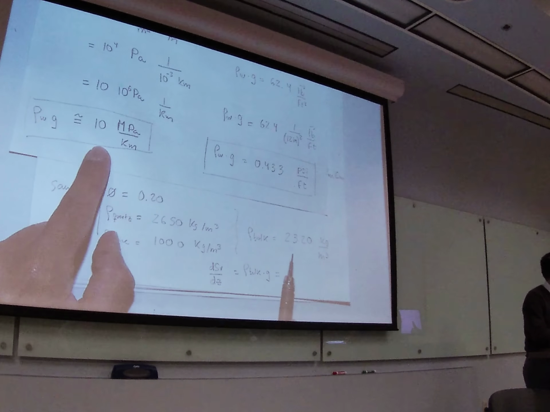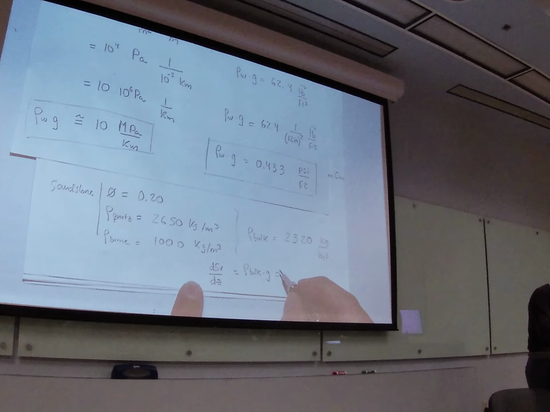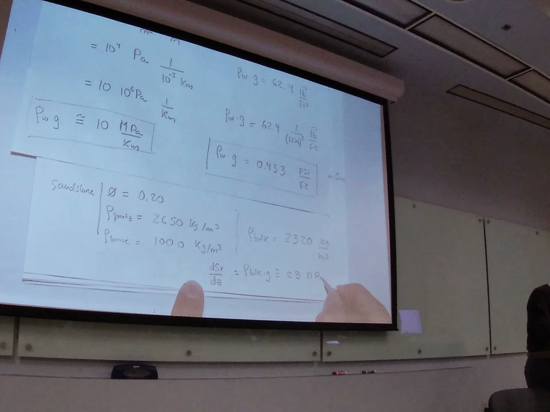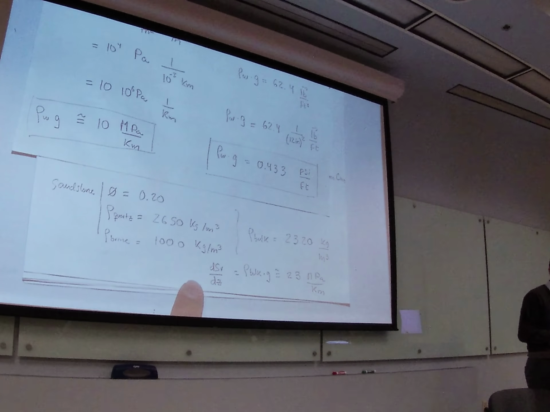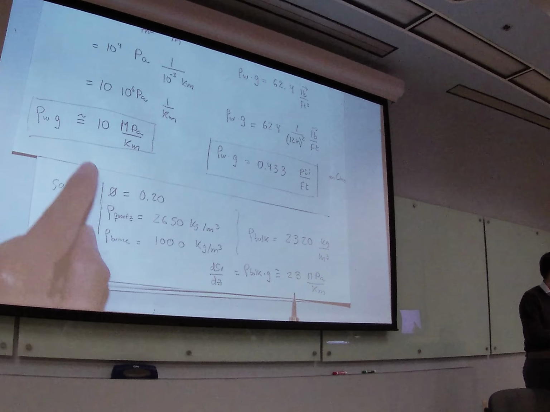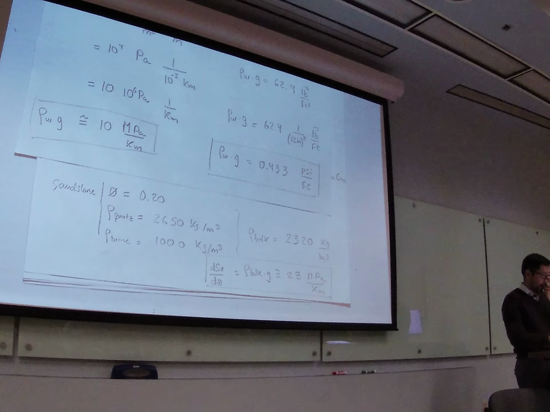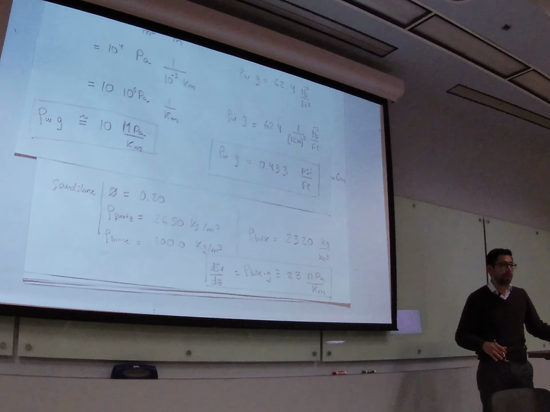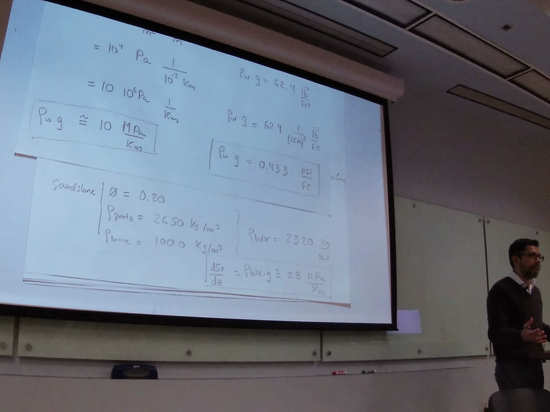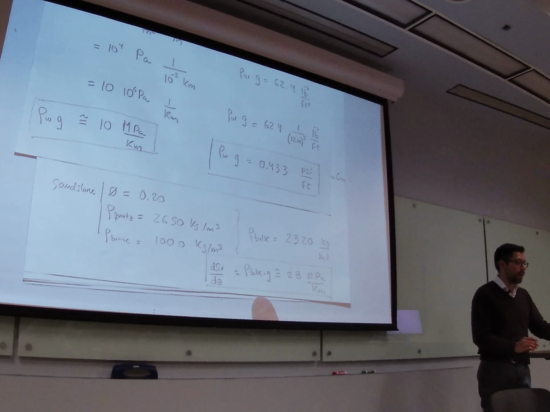So, remember the density of water is 1,000 kilograms per meter cubed. So this one is going to be more or less, with that number, 23 MPa per kilometer. It is just 2.3 times bigger than that one. That's a variation of vertical stress with depth. If, for example, you were at a location which is 2 kilometers deep, the vertical stress with this bulk density would be 46 megapascals.